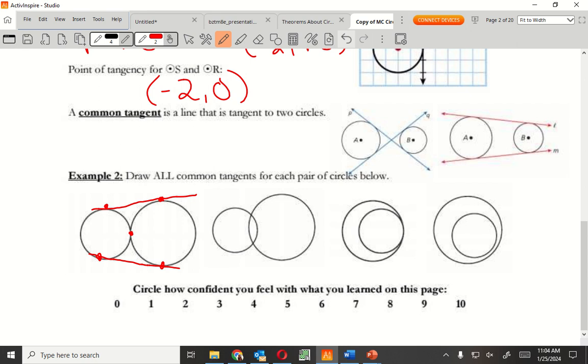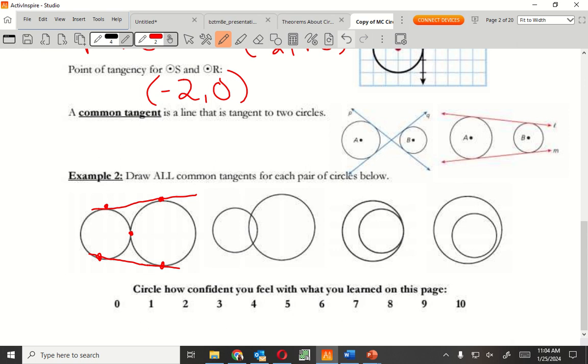Is that pretty easy there? The second pair of circles. Do those have common tangents? No. Yes and no.